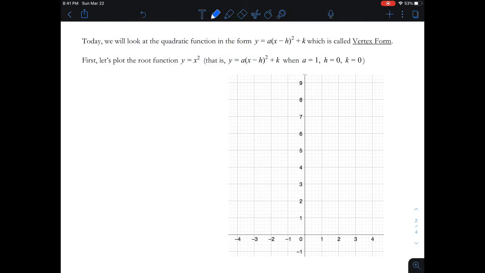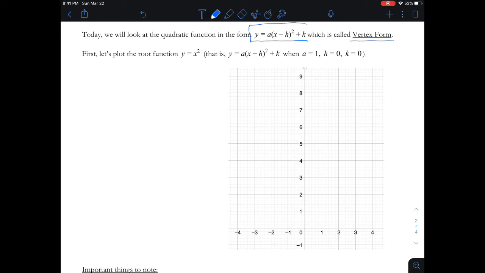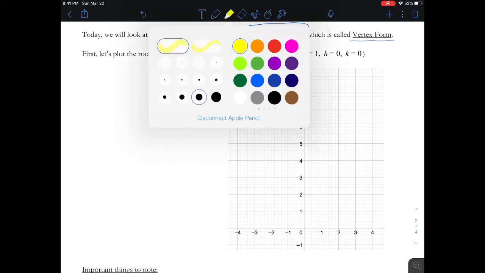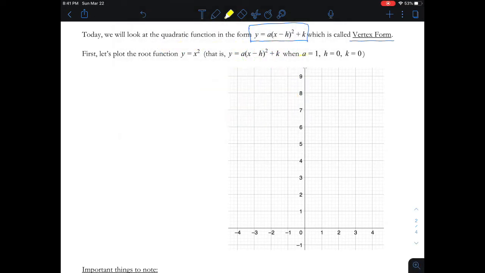So right now we're looking at a quadratic function. They all take this general form, and we're going to call it vertex form for a reason that becomes pretty clear in a minute. So what happens when I take this form, but I take the most basic version of it, and that is, what happens if I let a equal 1, h equals 0, and k equals 0? Well, we get this function.